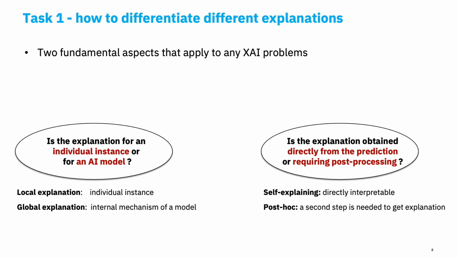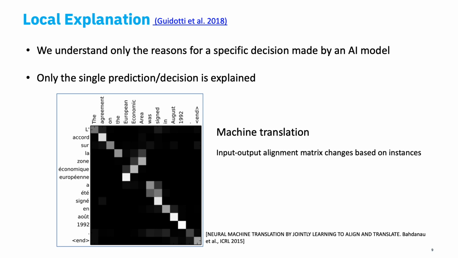In addition to local and global explanation, we also consider another aspect, which focuses on how these explanations are generated by the XAI approaches. Concretely, is the explanation obtained directly from the prediction process of the AI models, or does it require some sort of post-processing step? With that, we have two categories. First, self-explaining approaches, which means that the AI model that makes the prediction also generates the explanations. And second, post-hoc approaches, which means that the AI model that produces the predictions does not generate explanation, and a post-processing step is required to get the explanation. To give you a concrete example, in the case of local explanation, we can understand only the reasons for a specific decision. That is, only the single prediction or decision is interpretable.